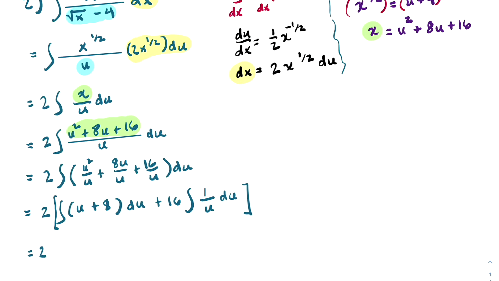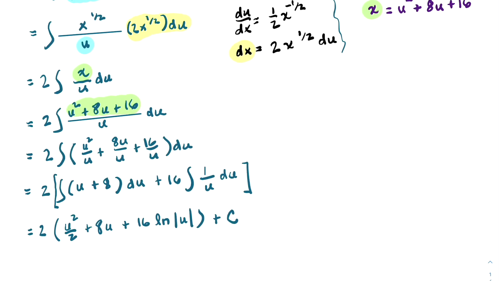All right, so now we'll have 2 times integrating, we'll end up with u squared over 2 plus 8 times u. That's the first integral all done. And now, what's the next one going to be? Awesome. 16 times the natural log of absolute u. And then we'll close that parenthesis and add our constant of integration. Next up, what we'll be doing is multiplying through by 2 and then back substituting what our u was.